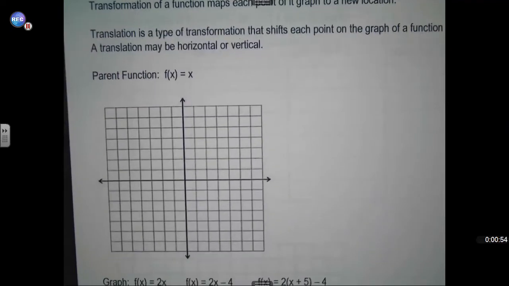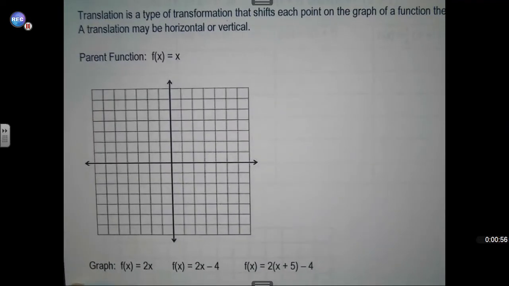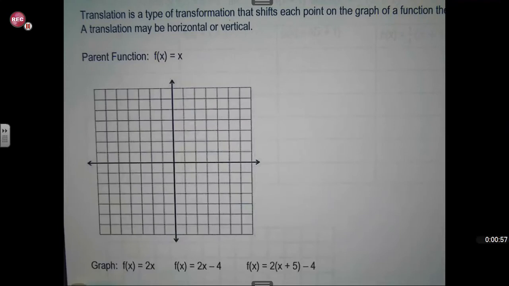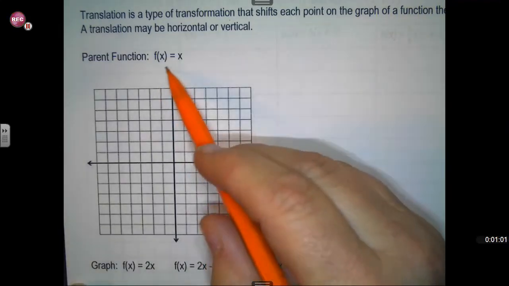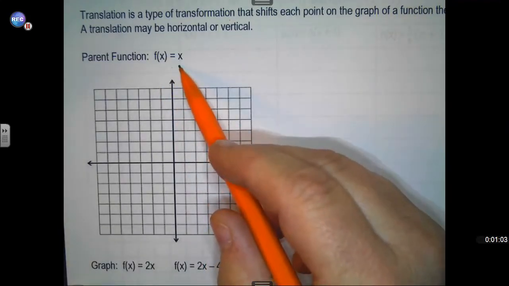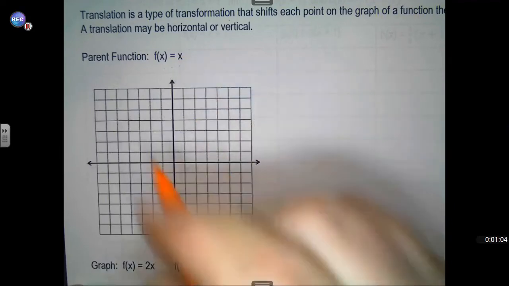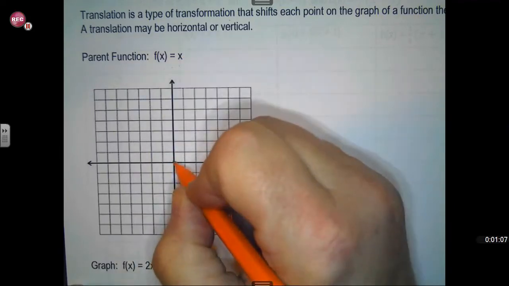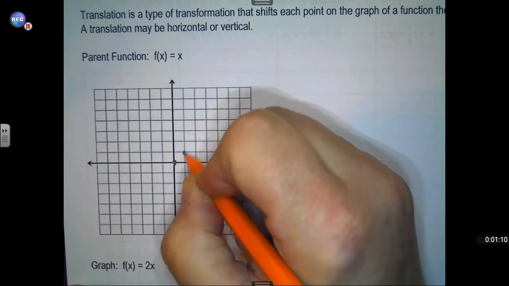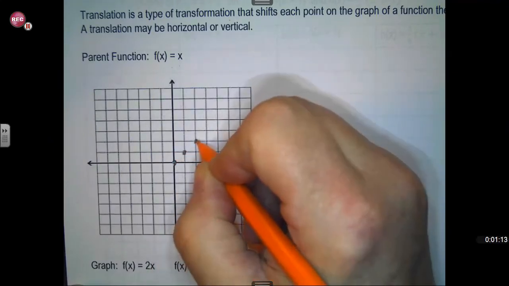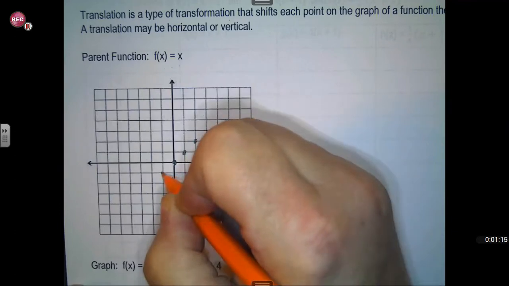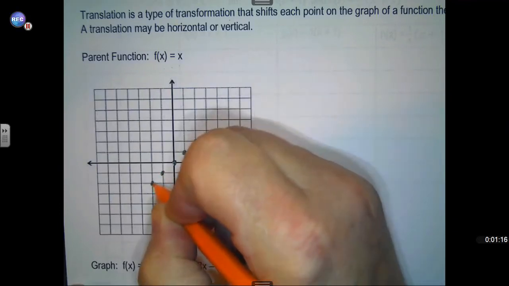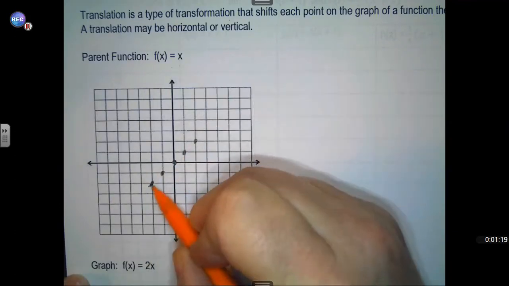When we do these translations, or transform linear functions, we talk about a parent function, and the parent function is f(x) = x. If I graph that, the y-intercept is 0 and the slope is 1, so up 1 over 1, up 1 over 1, or down 1 over 1, however you want to go. It is this line.